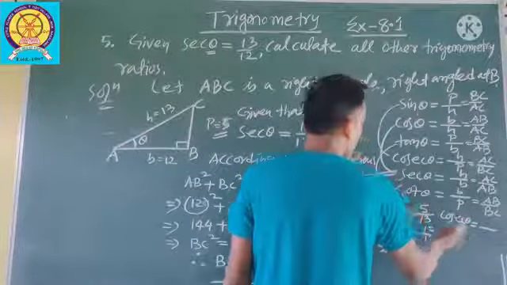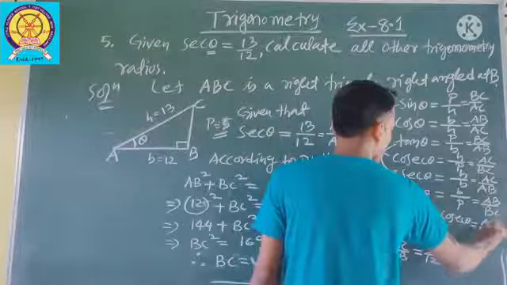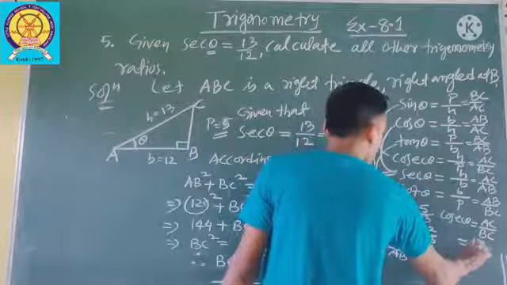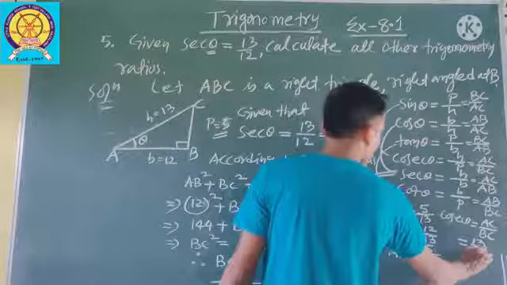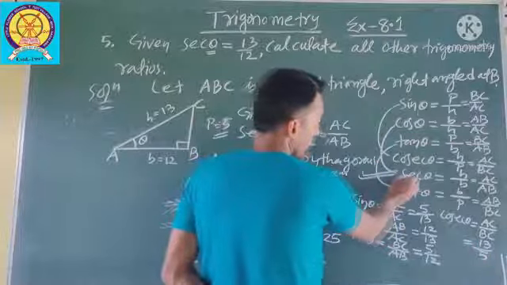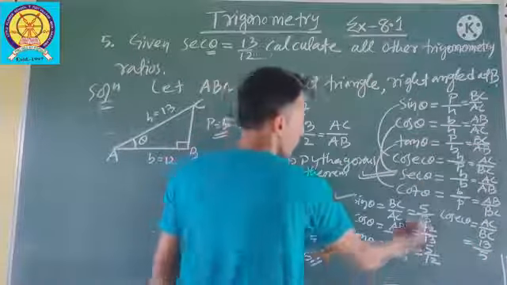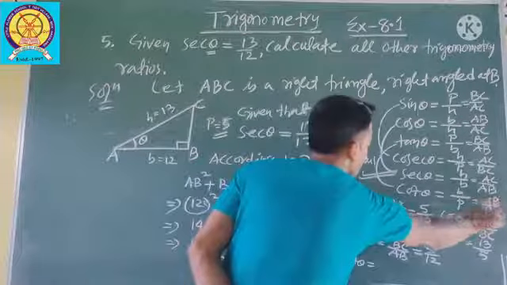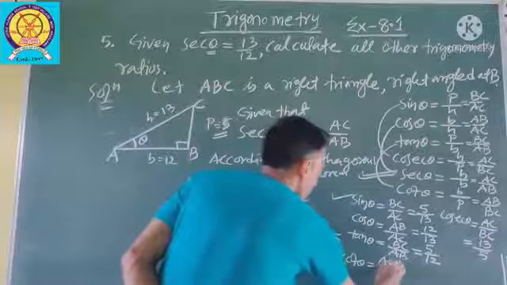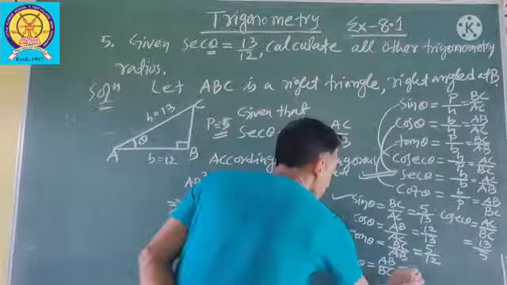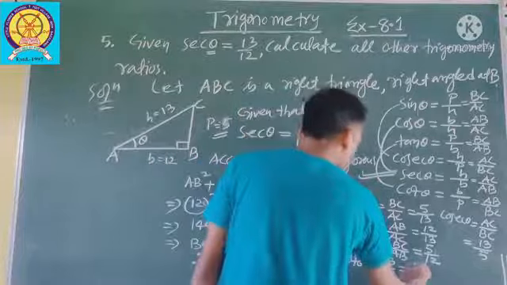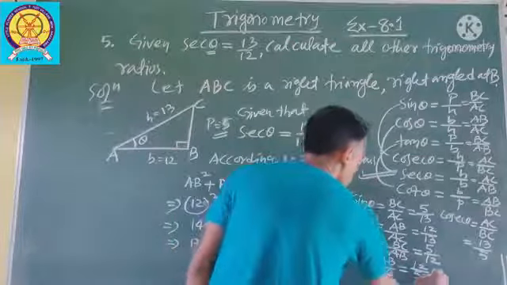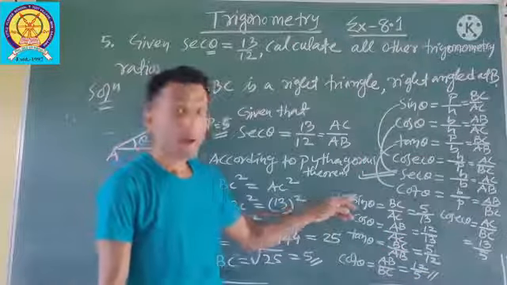Then cosec theta. Cosec theta is AC by BC. AC is 13, BC is 5. Sec theta is already given in your question. So now we'll find cot theta. Cot theta is AB by BC. AB is 12, BC we have 5.